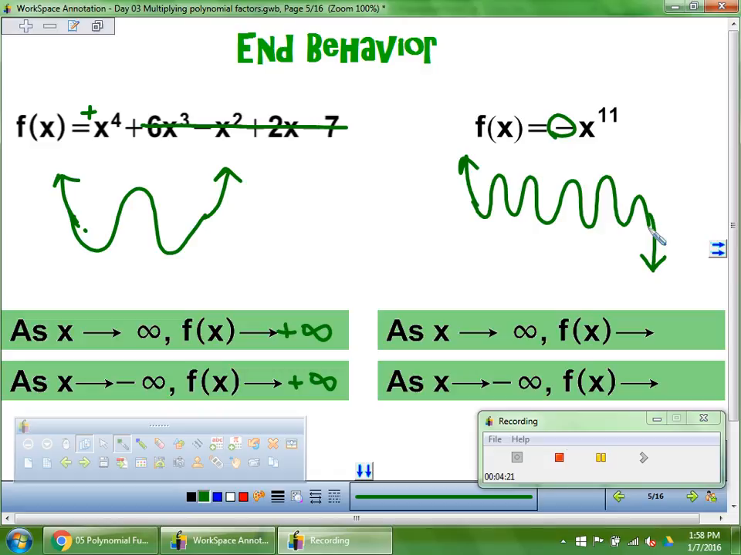Okay? You didn't have to draw it. All we really care about is where it starts, where it ends. As x gets really big over here, it's finishing down. As x went really small this way, it was starting in the positive infinity direction. Okay?